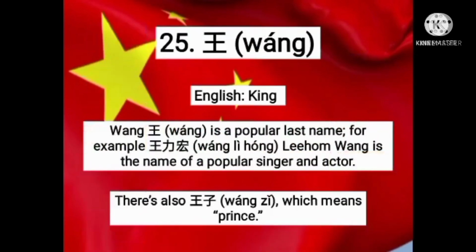Next is Wang. In English, king. Wang is a popular last name. For example, Wang Li Hong. Li Hong Wang is the name of a popular singer and actor. There's also Wang Zi, which means prince.